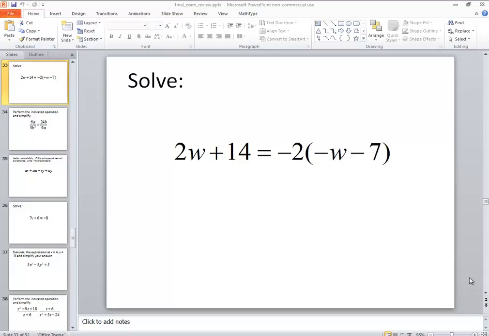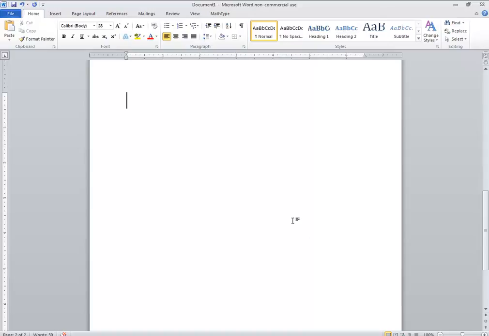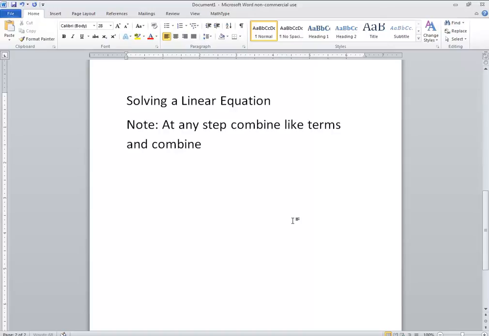Let's take a look at this problem. This is solving a linear equation, so let's refresh our memory on those. We have our note up at top that says in any step, combine like terms and combine numbers.